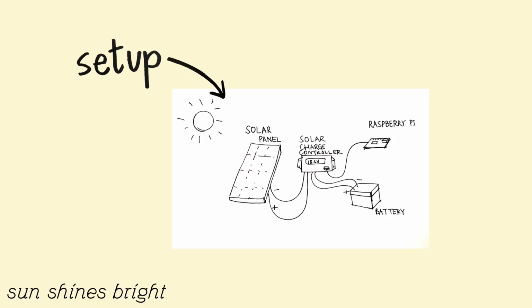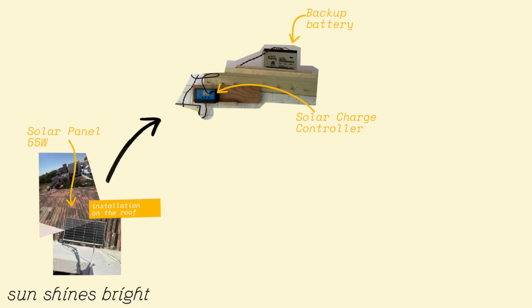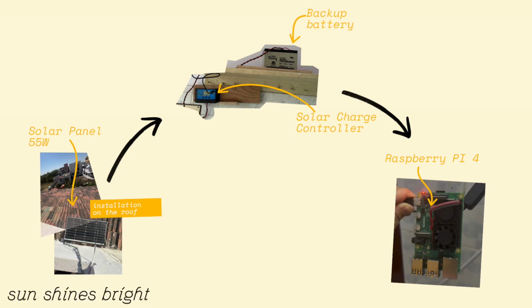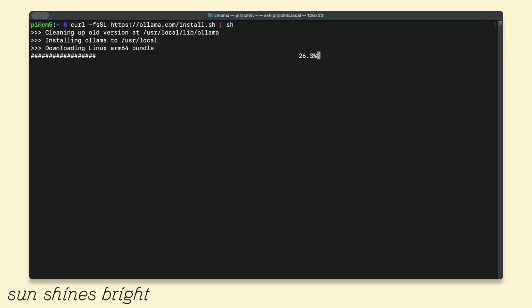I have a solar panel that I've installed on my roof. It's just about the size of a very large poster. It connects to a solar charge controller, which is hooked up to a small battery and also to a Raspberry Pi. So in the day, the solar energy powers the Raspberry Pi, and in the night, the battery works as a backup. Once the solar setup is ready, you need to install Ollama.